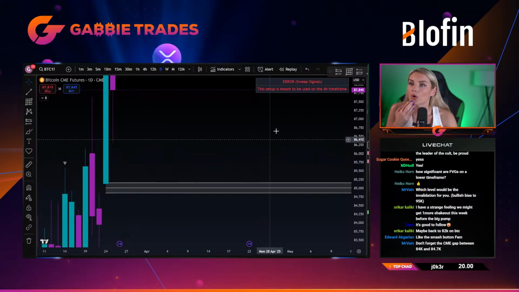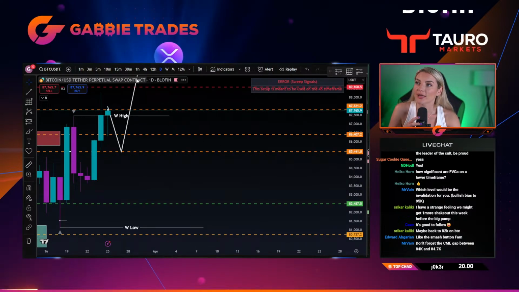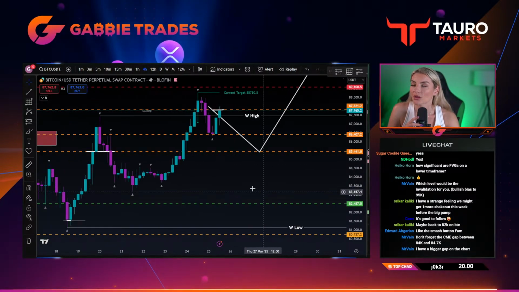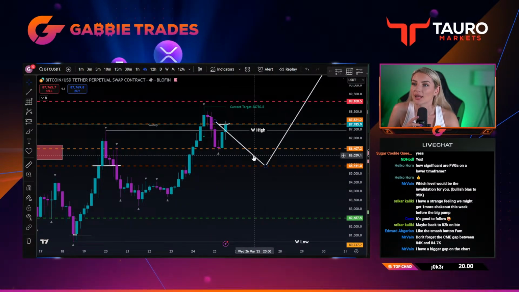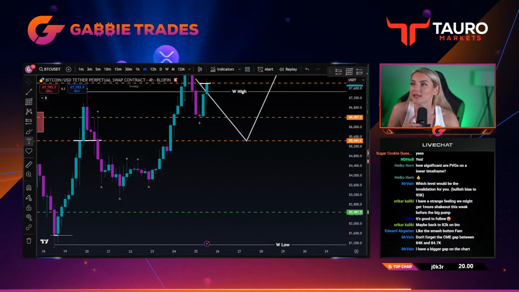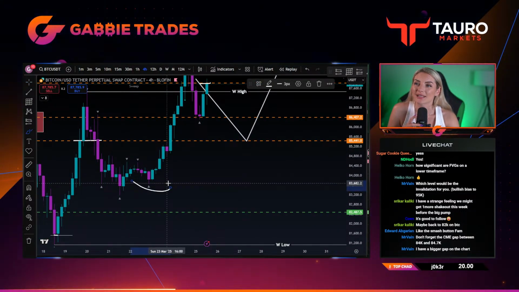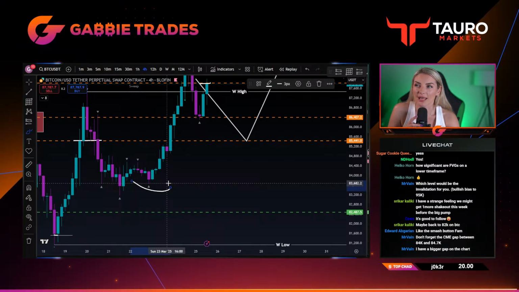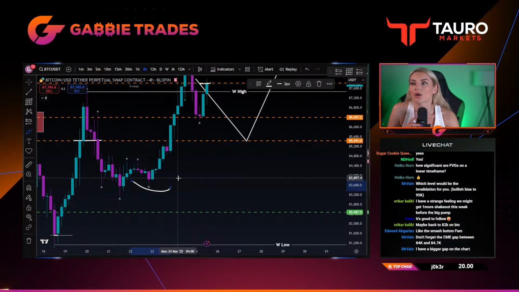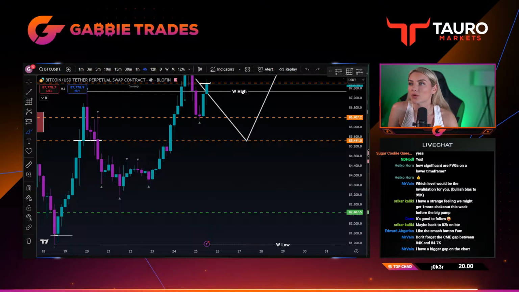This 84.8. So if we get bearish on Bitcoin, the next fractal low that we're going to target is going to be down here. So that is at 83,682. So yeah, it's quite possible that we close the gap.